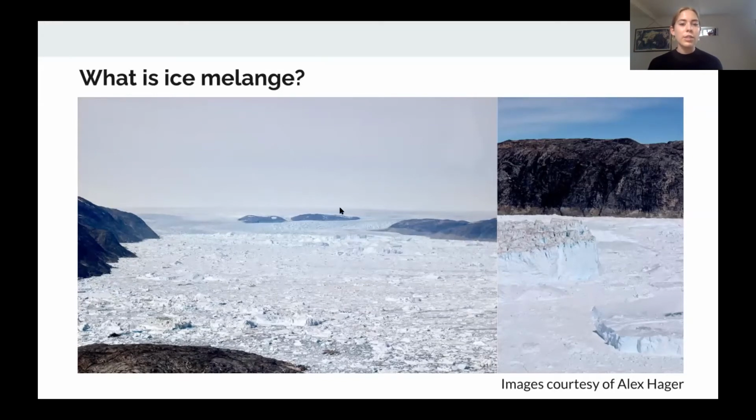So if you look at this picture, this is a glacier. This is its termini, and then here's all of the ice melange. Ice melange has a unique role in the glacier system because it's been shown to exert backstress against the glacier. This can slow it down, which is important because when a glacier speeds up, it starts to destabilize itself. And that's when you get those big chunks of ice that start calving off of the glacier's end.